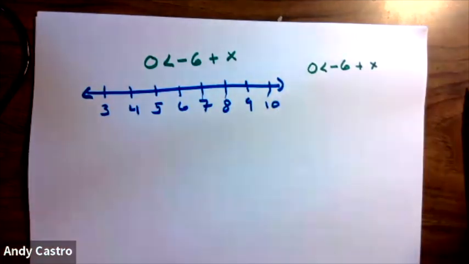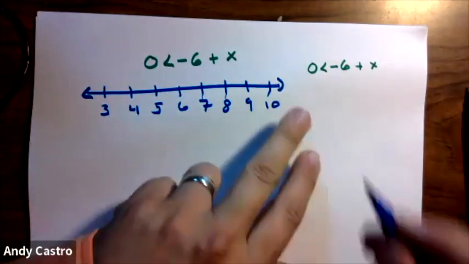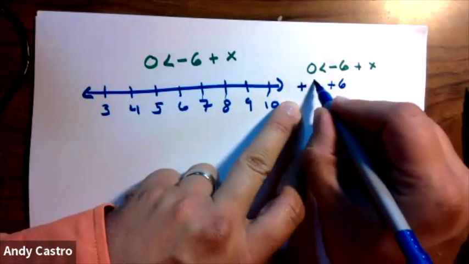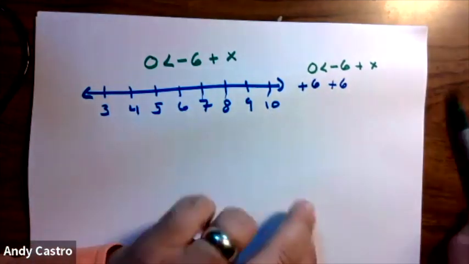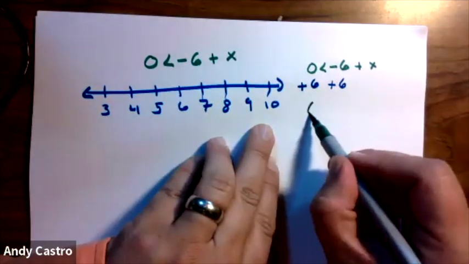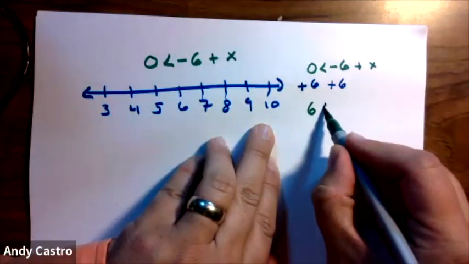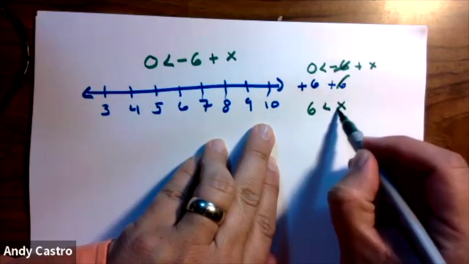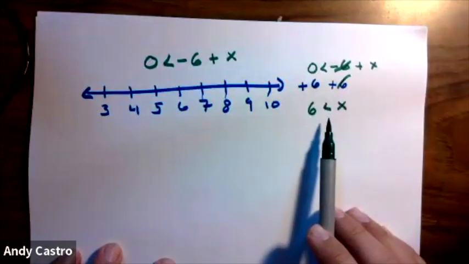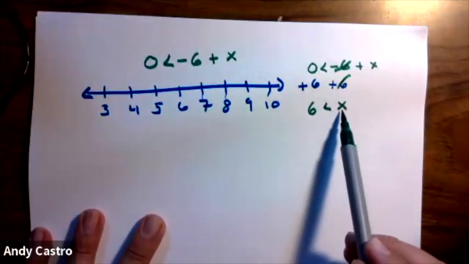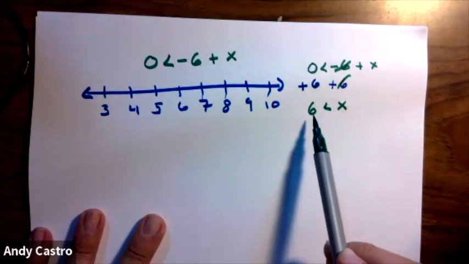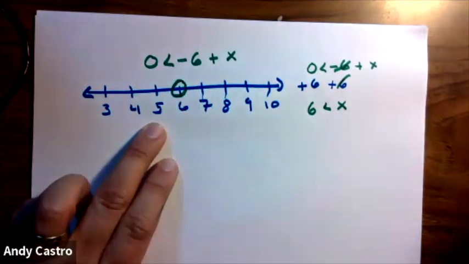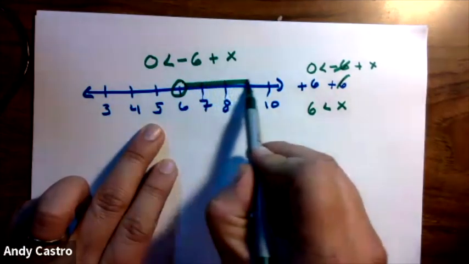So I'm going to do the same thing I would do. I'm going to add 6 to both sides of my inequality. And that gives me 6 is less than -6 plus 6. That goes away, so I have x. So now I can actually put something there. X is greater than 6. Can't be equal to, so I use an open circle, and it's greater than 6.